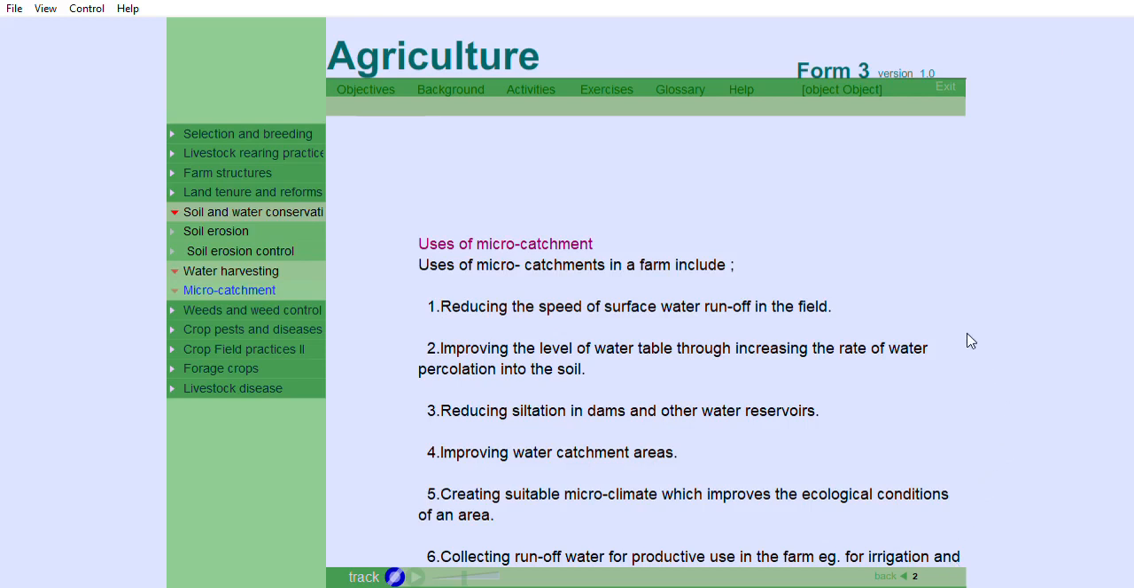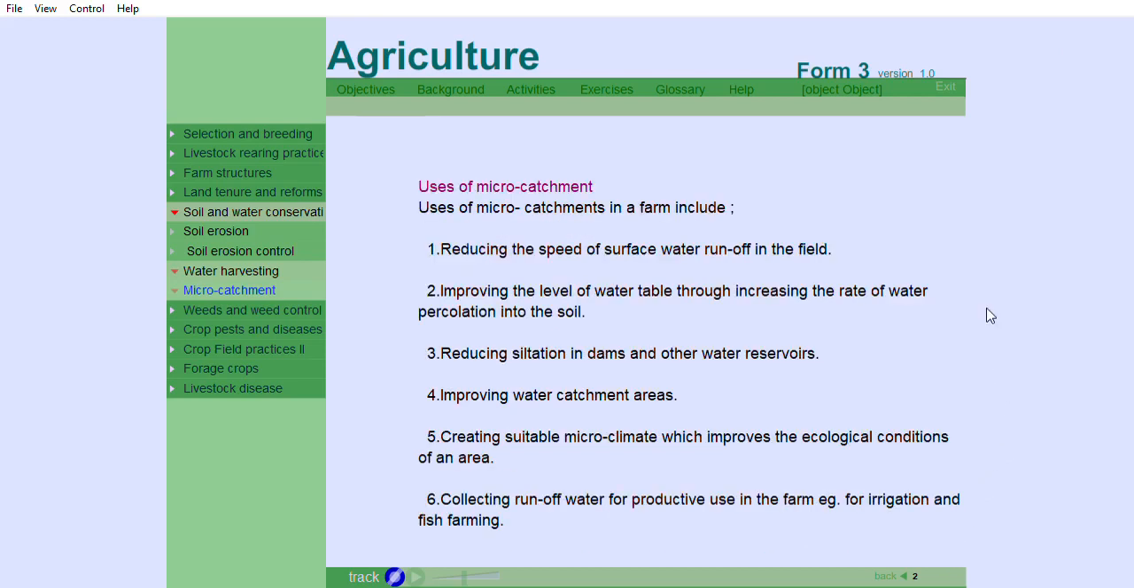Uses of microcatchments in a farm include reducing the speed of surface water runoff in the field, improving the level of the water table through increasing the rate of water percolation into the soil, reducing siltation in dams and other water reservoirs, improving water catchment areas, creating a suitable microclimate which improves the ecological conditions of an area, and collecting runoff water for productive use in the farm, for example, for irrigation and fish farming.